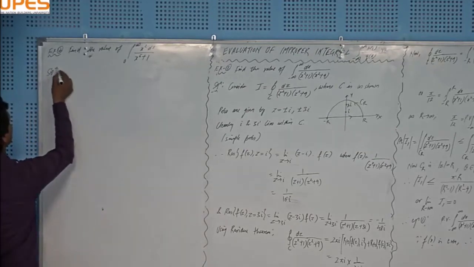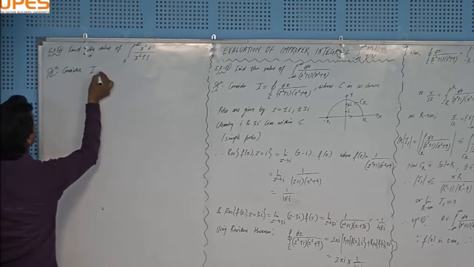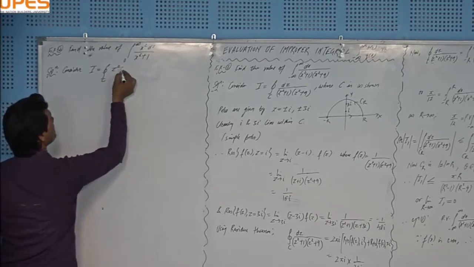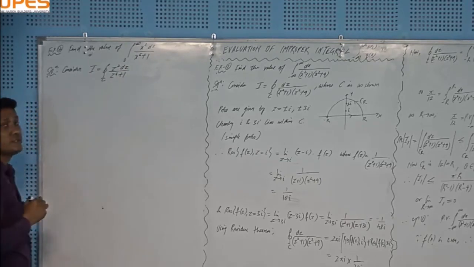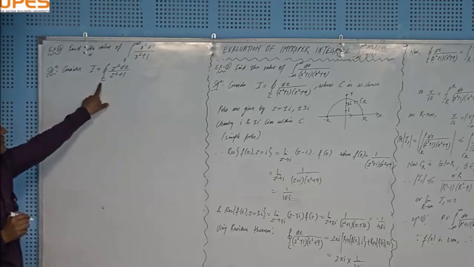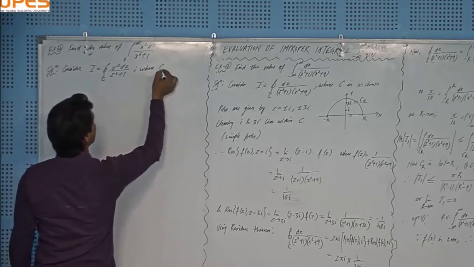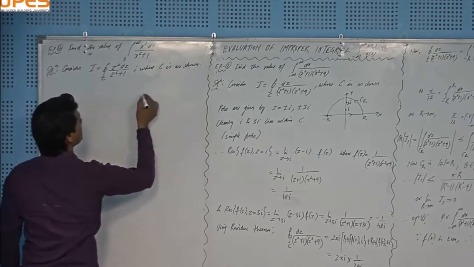Solution. You should start with the same thing. Consider an integral I similar to this one, but this x is replaced by z, so you will have this thing, right? And where c is what we have described earlier, where c is as shown in the figure, right?